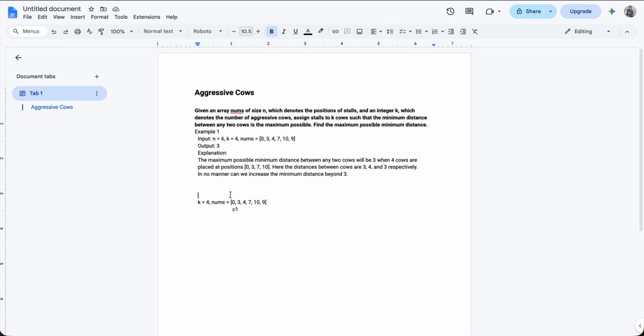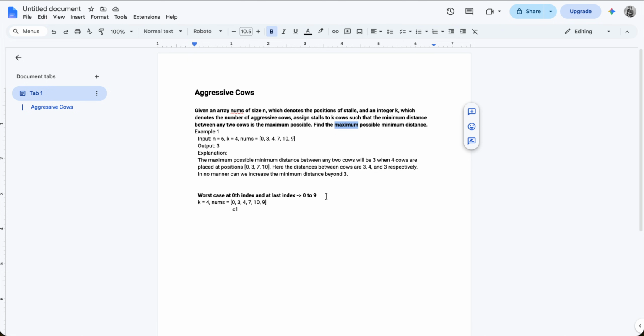To know that range, I just have to do one thing. The worst case is where the cows are placed at the minimum and maximum, at the 0th index and at the last index. So the range is basically 0 to 9. Here we have to place the aggressive cows over this range.